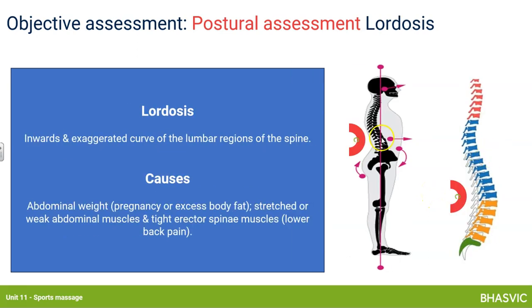Pregnant women, people with excessive weight, abdominal weight, might just find that weight loads them anteriorly, and therefore there's this excessive curve because they haven't got strong enough erector spinae muscles, back muscles down here, or quadratus lumborum is another one that's really important.